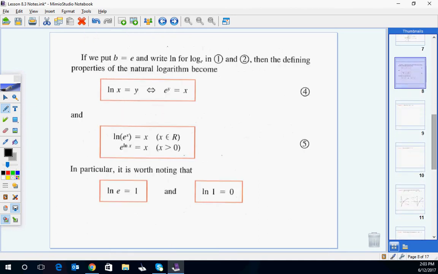All right. Okay, so what they're saying is we put e for b, so the base is now changed to e. That's all we're doing. Ln of x equals y, e to the y equals x. Okay, because log base e, right? So e to the y equals x. That's what they're just showing you there.